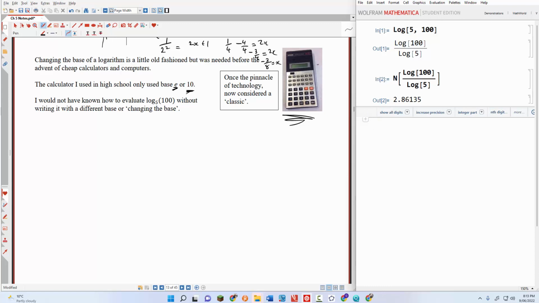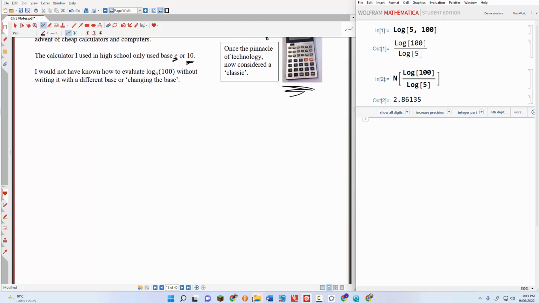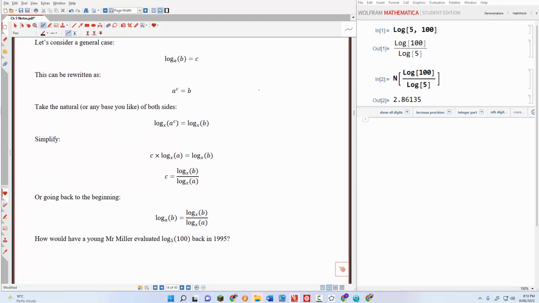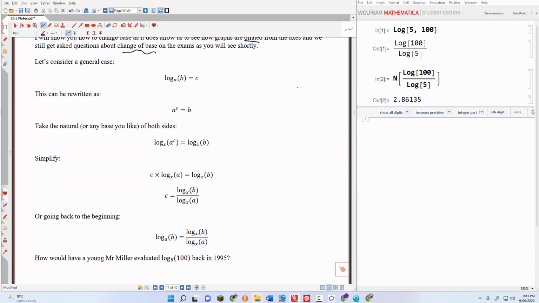Now, if I didn't have the ability to type this in on this calculator, how would I have done it? Okay, so what I'll do is just talk you through how change of base works. Okay, and it serves a couple of purposes. We can see how graphs are dilated from whatever axes we look at, and there is a question that comes up every now and then that does require an understanding of change of base. Okay, so what we're going to see here is how it's done. Okay, and there is a rule for it. It's not on your formula sheet. Okay, but yeah, I'll show you how it works.